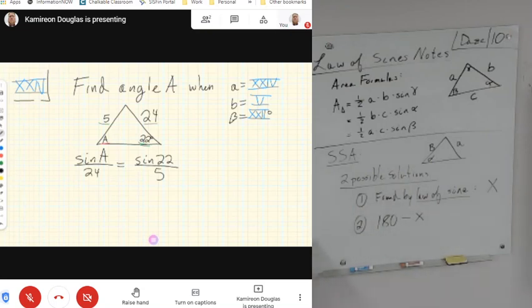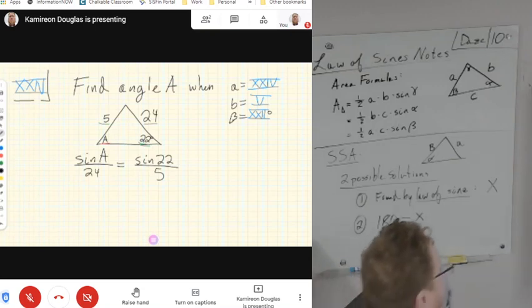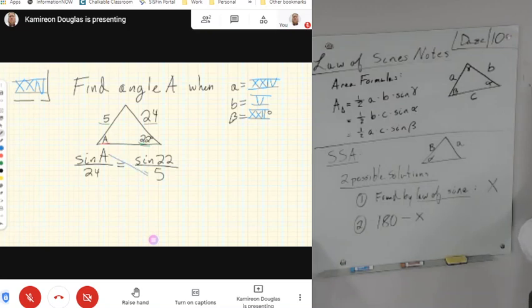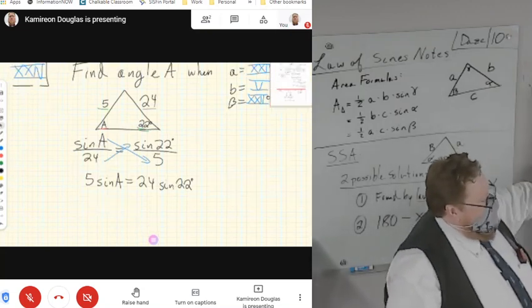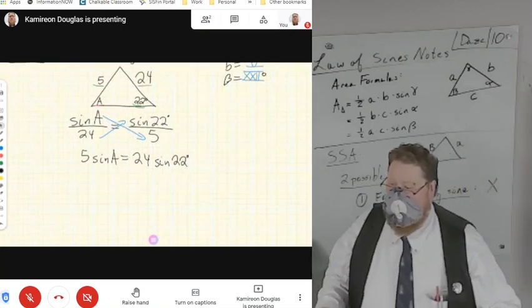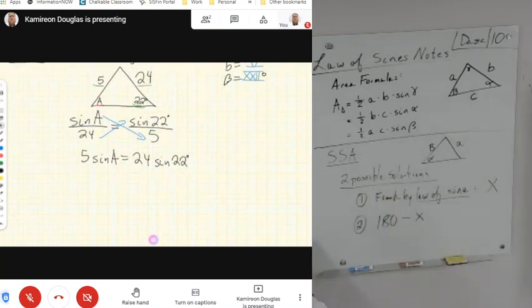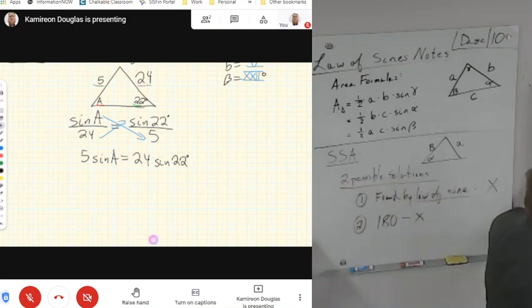So I'm now going to use cross multiplication and attempt to solve for the missing angle A. I cross multiply. I take sine of A times 5. I take 24 times sine of 22. I end up with the following: 5 sine of A equals 24 sine of 22. I divide both sides by 5, trying to get that sine of A by itself. If I get the trig function by itself, I can then use an inverse. So I'm going to move the 5 first and then use an inverse. I divide both sides by 5.